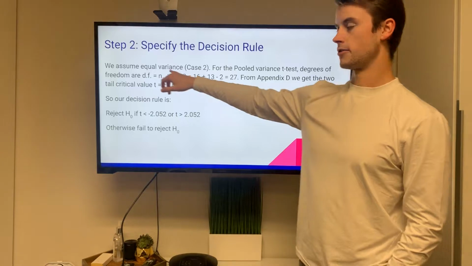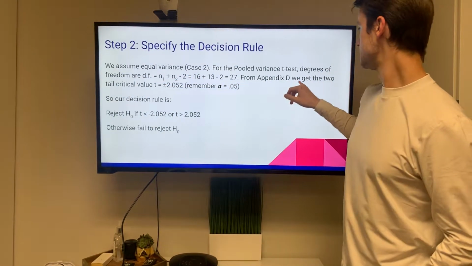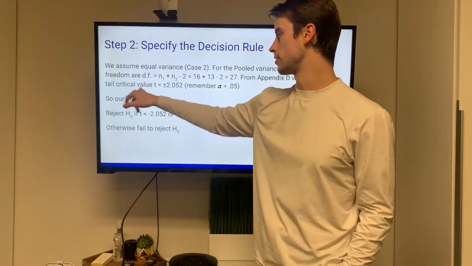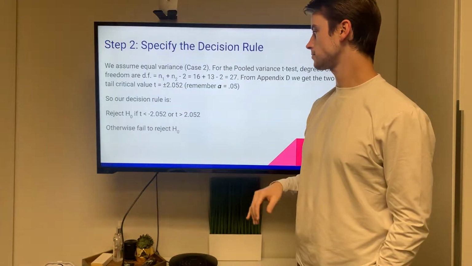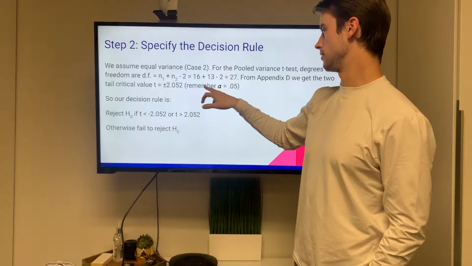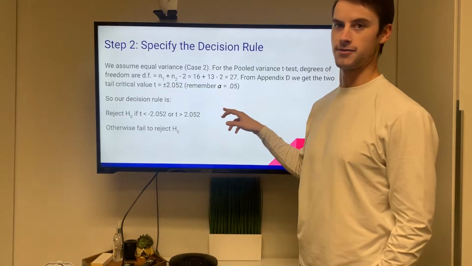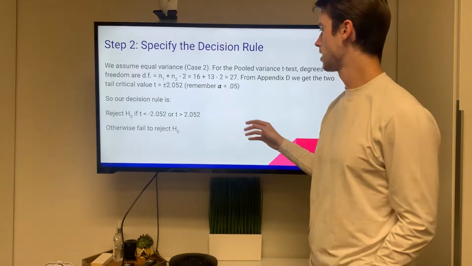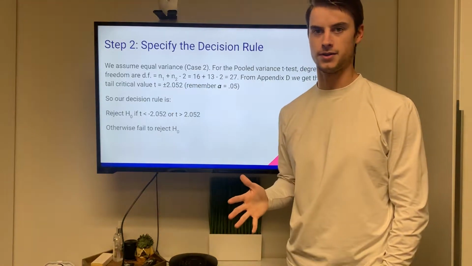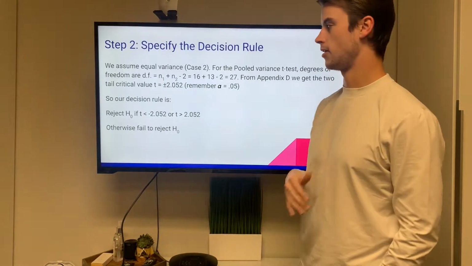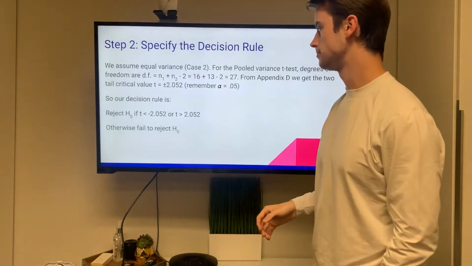We all know the degree of freedom table is Appendix D, and we get the two-tailed critical value, t equal to plus or minus 2.052. And again, this doesn't deal with this, but just remember that alpha is 0.05. That's important, okay? Because in order to find this t-score, you have to know what alpha is. You always have to constantly refer back to alpha, okay?